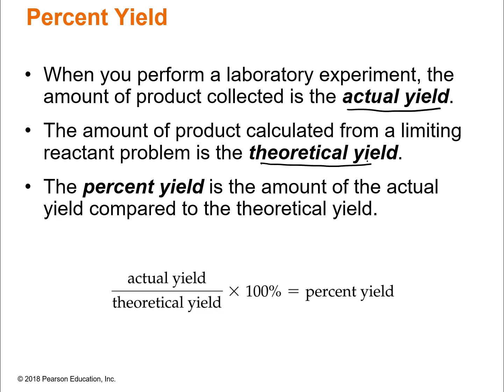So all of the limiting reactant problems, the stoichiometry problems that we've been doing, like the mass to mass and mass to volume and all those, are theoretical. The percent yield is calculated by taking a ratio of the actual yield divided by the theoretical yield and multiplying by 100%.